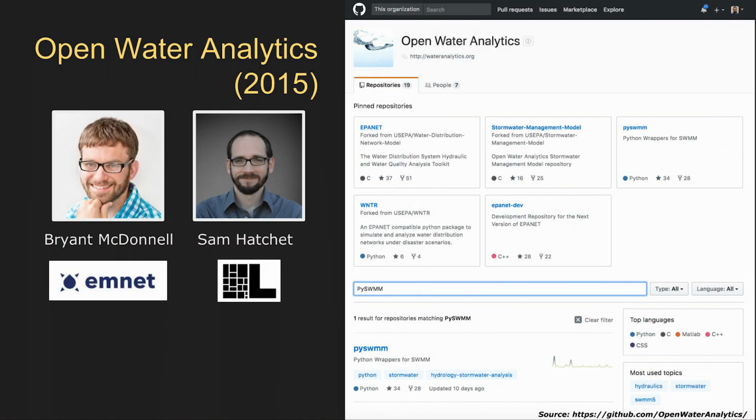So the problem with the US EPA workflow is that even if they are on GitHub, they have limited resources. They are either working on SWMM or they are working on EPANET. And the way they work, because it's a federal agency with all the bureaucracy, it makes it hard to contribute to the code. So that's why in 2015, Bryant and Sam created OpenWaterAnalytics, which is basically a parallel organization working on the same software with the involvement of people from EPA, but without the problems of bureaucracy and all the things that don't allow the software to progress at the rate it should.